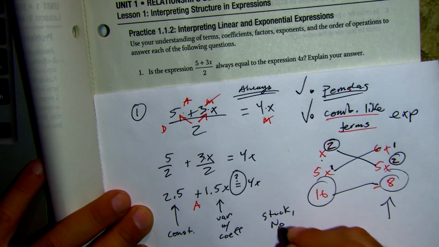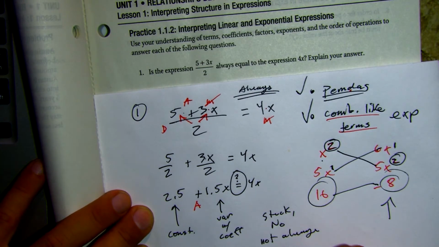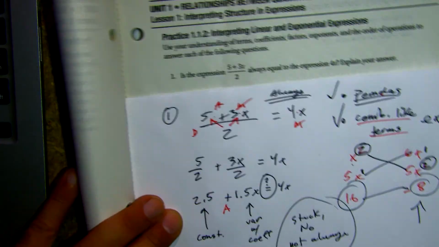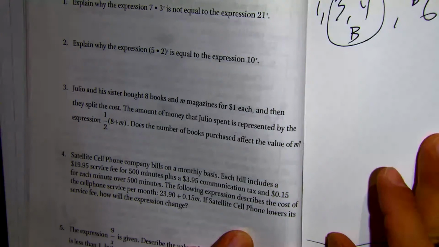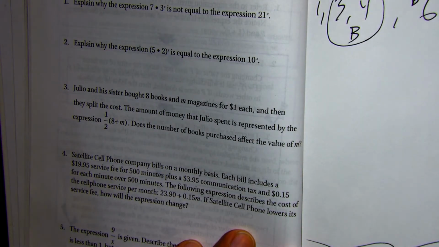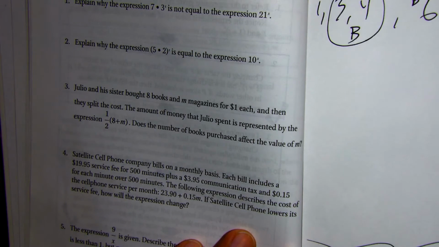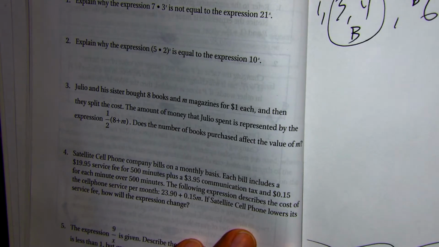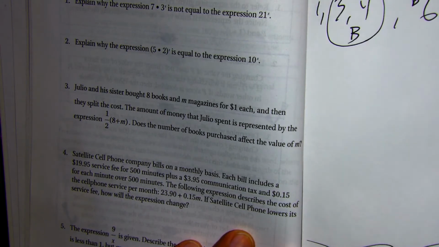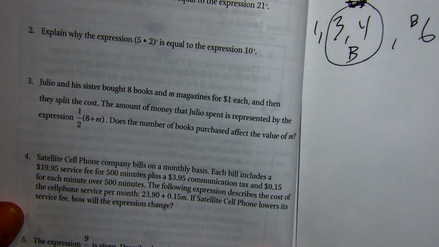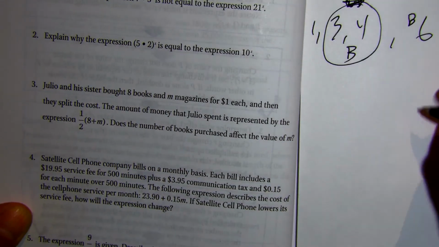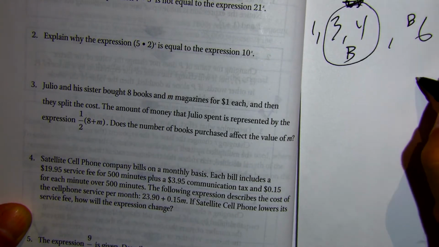Okay. All right. So I think that's pretty similar to number 3 in the book. All right, Julio and his sister bought 8 books. So I'm going to write things down that are important. Julio and his sister bought 8 books, and magazines for $1 each. So both of these are $1 each.